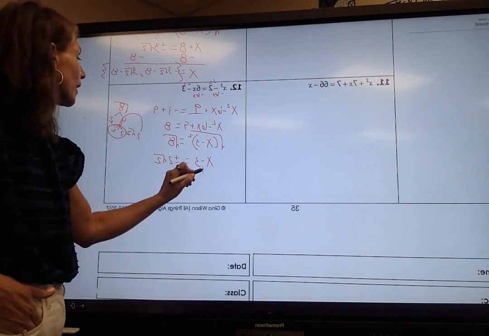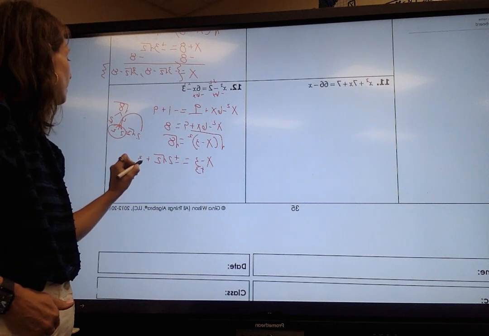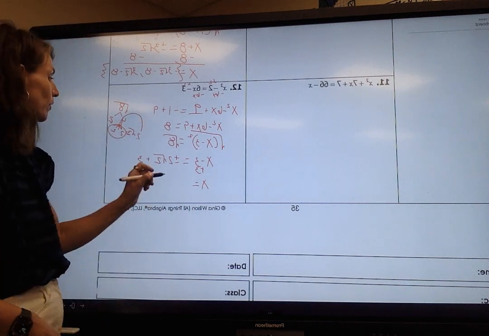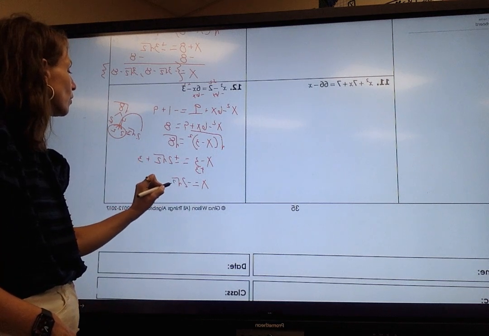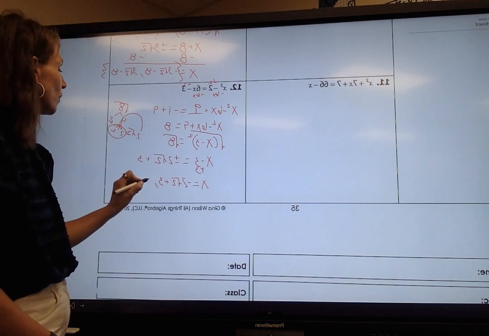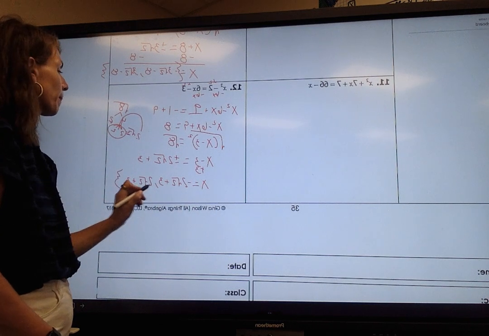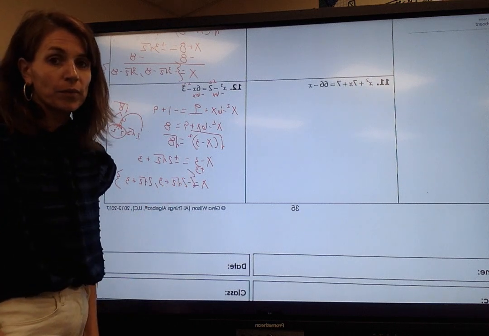So now you're going to add 3 to both sides. And you have two separate things going on here. You've got this negative 2√2 + 3, and you have this positive 2√2 + 3. And those will be my answer.